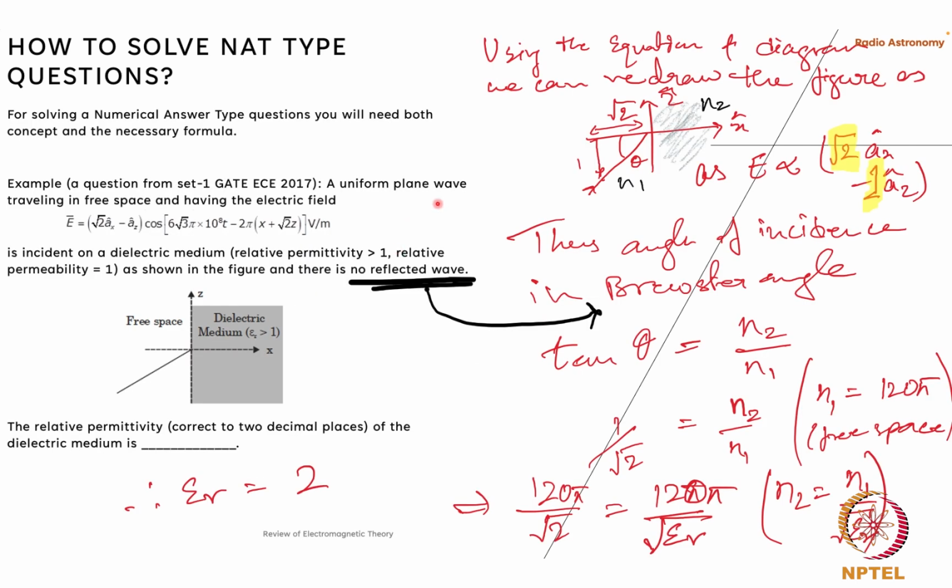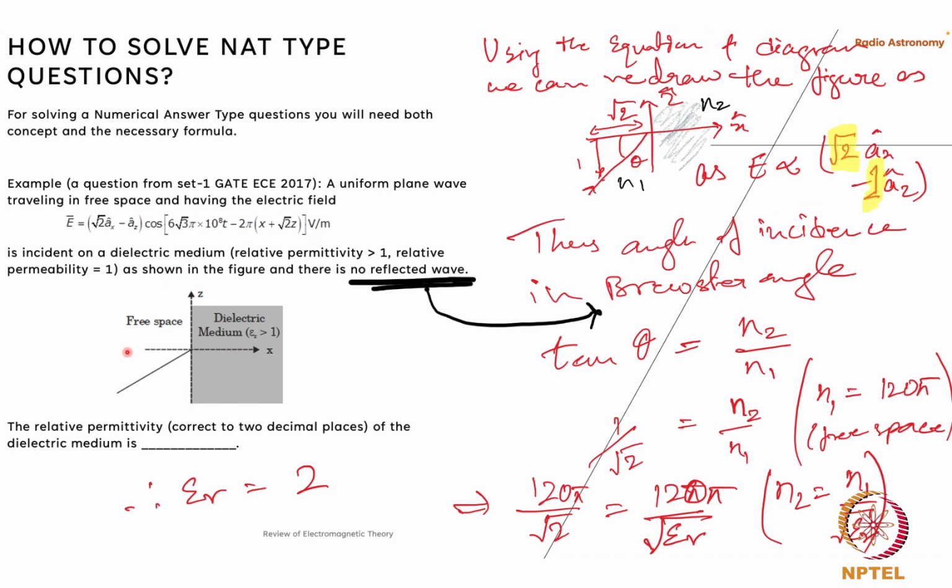As I said, the trick is there is no reflected wave. So this means they are talking about Brewster angle. Now looking at the equation, we can build the geometry of how the electric field is oriented in space. Here you can see along x you have root 2 and along z you have -1, which is towards the negative side.